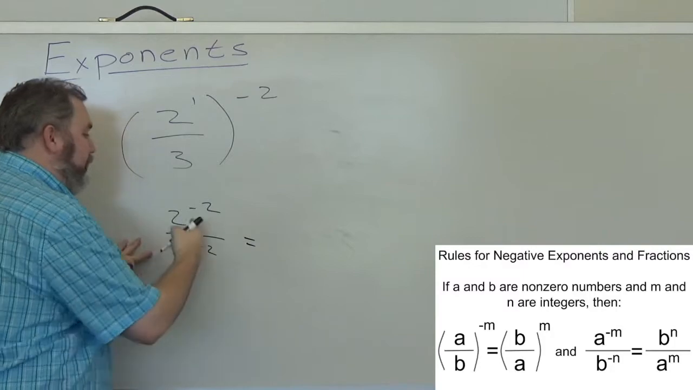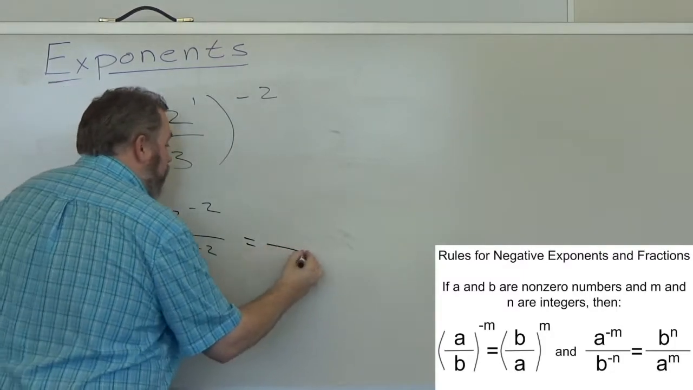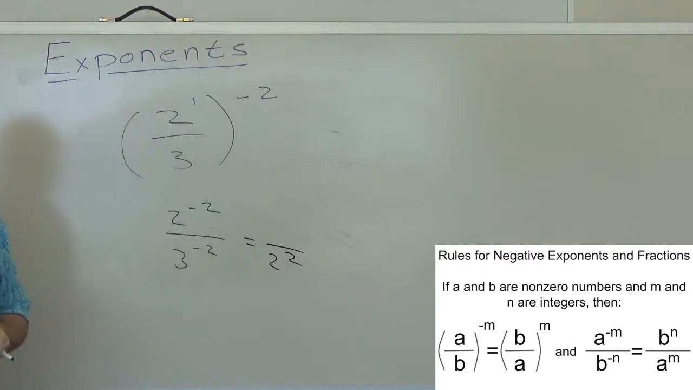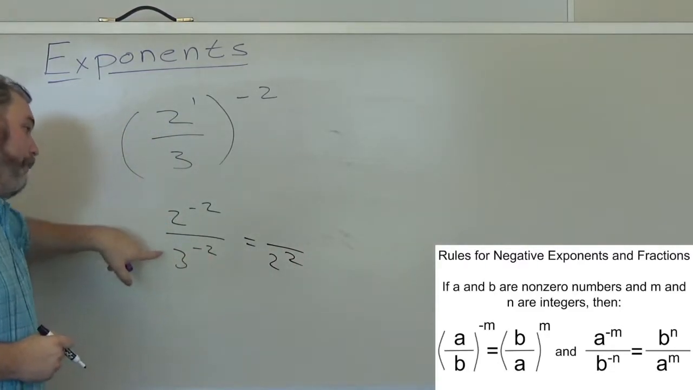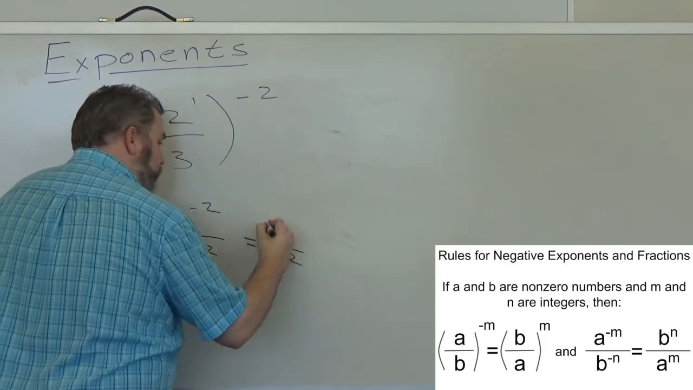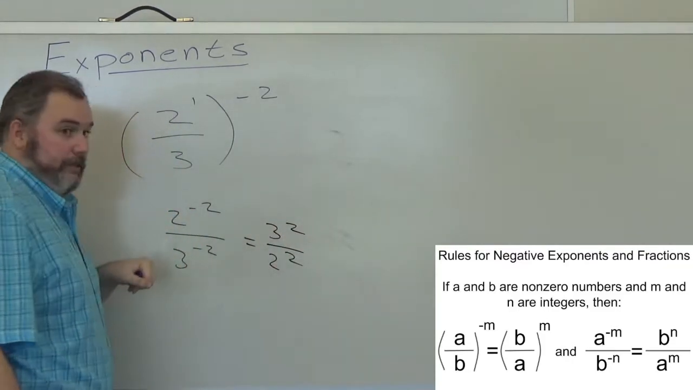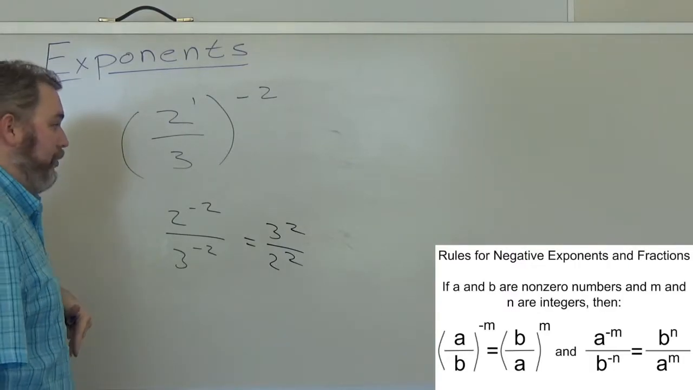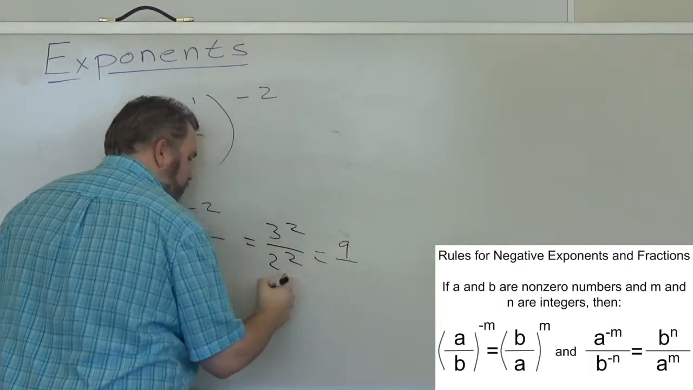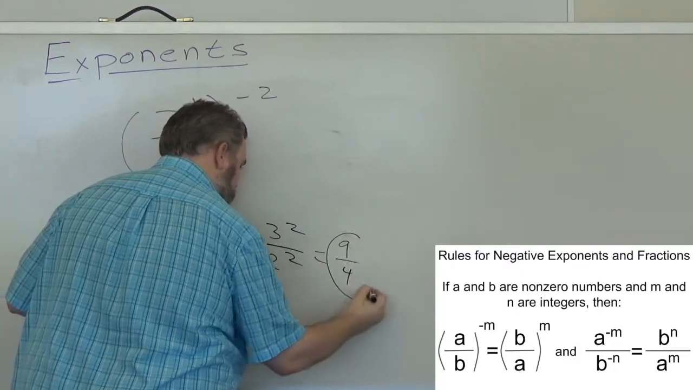I don't like 2 to the negative 2 power, so I'm pushing it down. And I can say 2 to the 2nd power as my denominator. But I don't like this guy either, so I'm going to push him up and drop the negative attitude. I can rewrite this again. 3 squared is 9. 2 squared is 4.